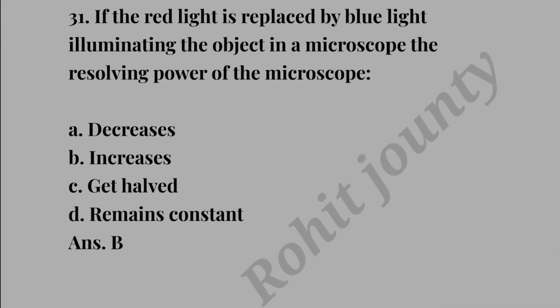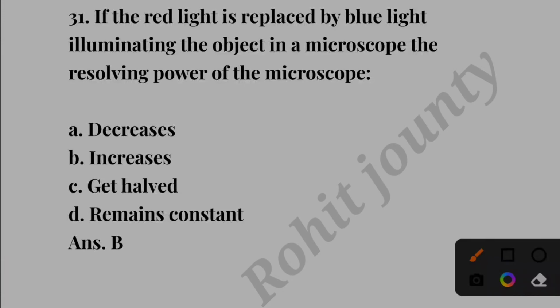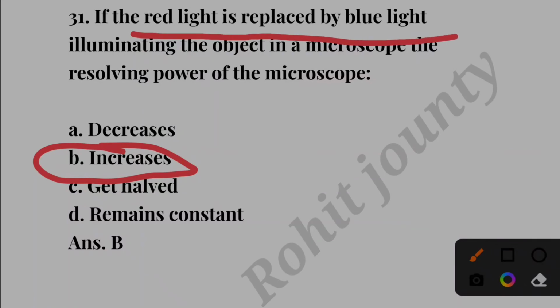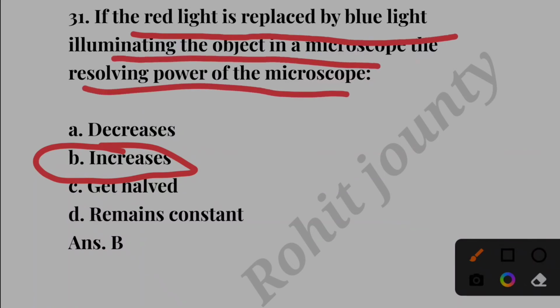Question number 31. If the red light is replaced by blue light illuminating the object in a microscope, the resolving power of a microscope is: option A, decreases; option B, increases; option C, get halved; option D, remains constant. The correct answer is option B, increases. If red light is replaced by blue light illuminating the object of microscope, resolving power of the microscope increases. Option B is the correct answer.